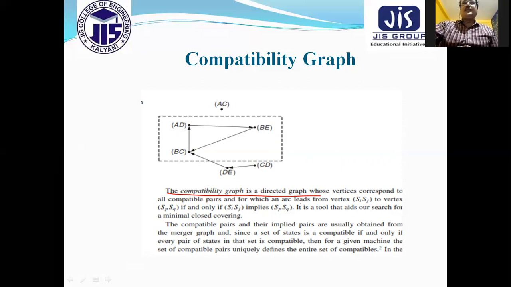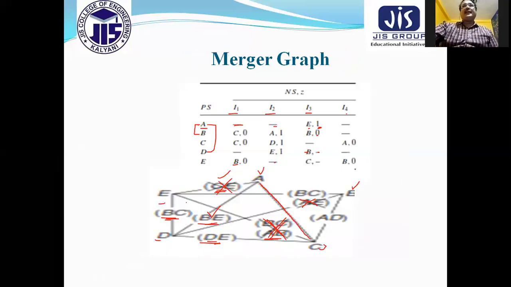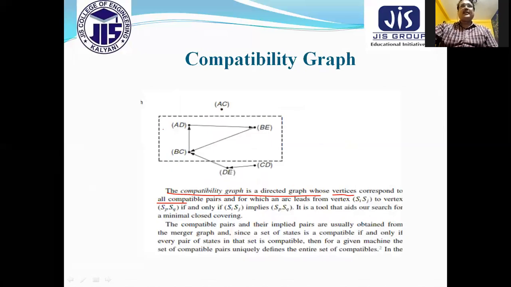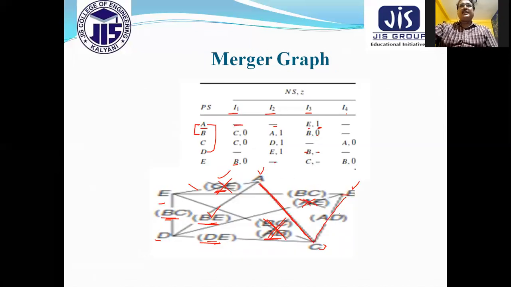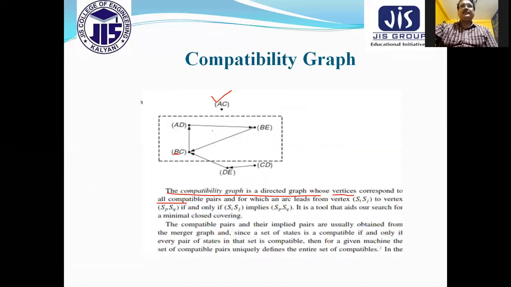The first thing we have to do is draw the vertices corresponding to all compatible pairs. So in this figure, what are the compatible pairs we are getting? We are getting AC, BD, and BC. This one is already crossed, so we are not getting it. We are also getting B and E. You can check that: AC retain, BC retain, BE retain.